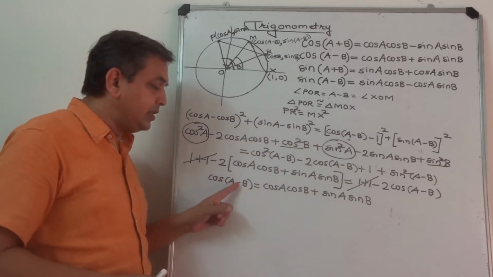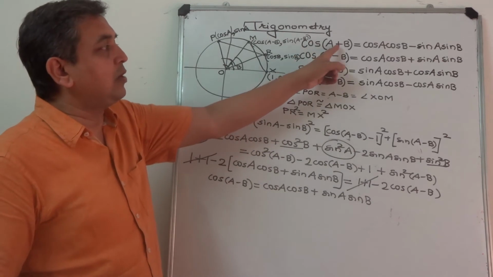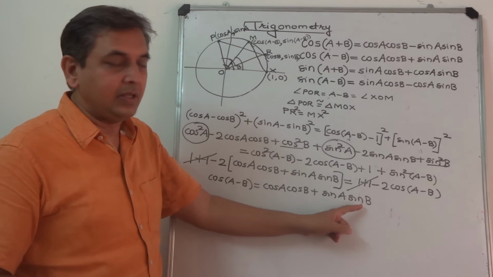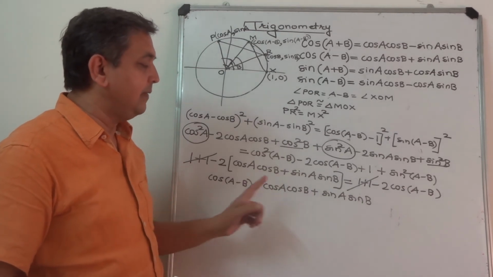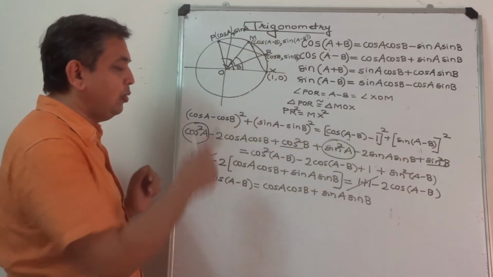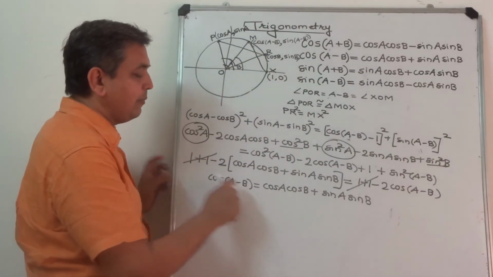Now if we change this minus sign, first formula cos of A plus B, cos A cos B, sin A sin B remain the same. There is only change in the sign. Cos A cos B minus sin A sin B. Let us see how do we get that first result from here.